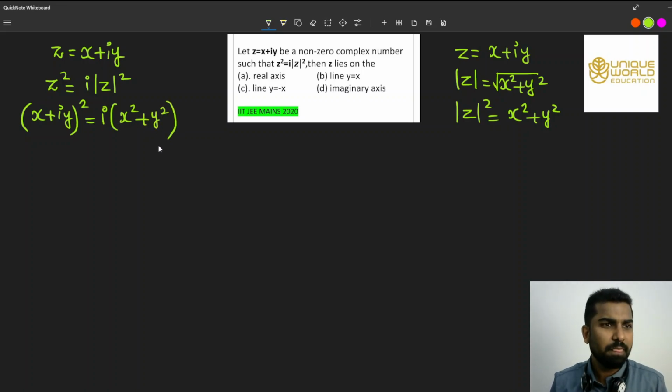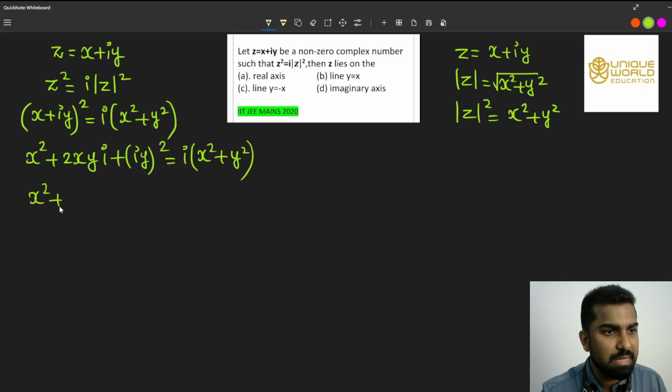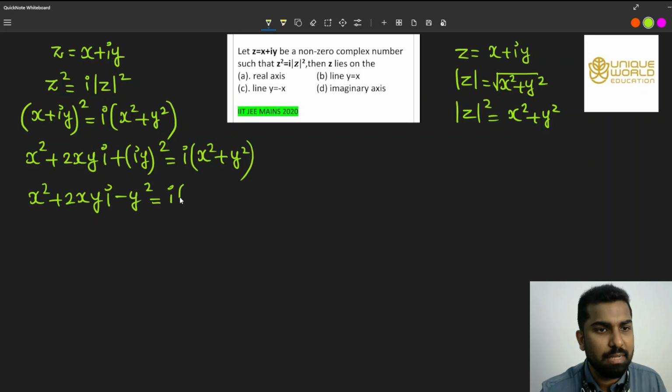That's fine. Now just expand the LHS part. Expanding, x square plus 2xyi plus b square, where b square means (iy) whole square, that will be equal to i into (x square plus y square). That means x square plus 2xyi, and (iy) square means y square times i square, whose value is minus 1, so we get minus y square, equal to i into (x square plus y square).